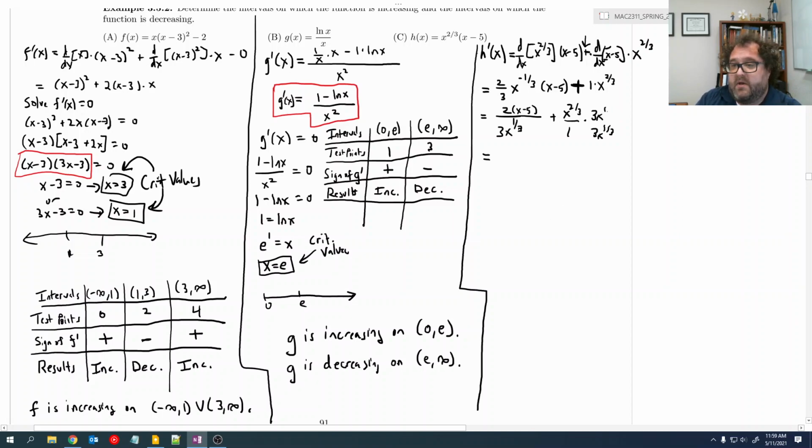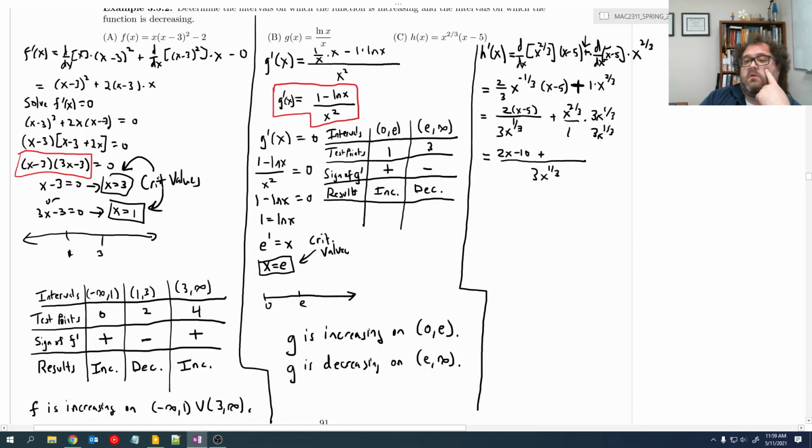You know, we're multiplying by a special strategic version of 1. Okay, so that's going to give me what? Well, our common denominator on the bottom is 3x to the 1/3. And our numerator is going to be, let's go ahead and distribute this. 2 times x minus 5, that's 2x minus 10.